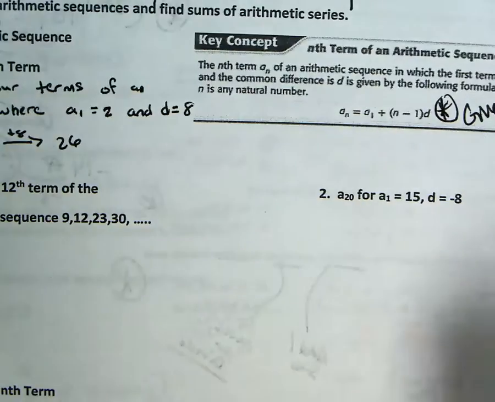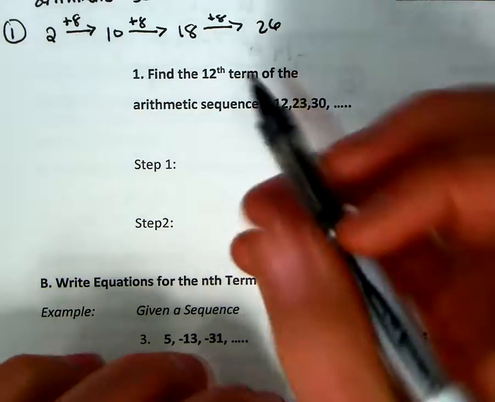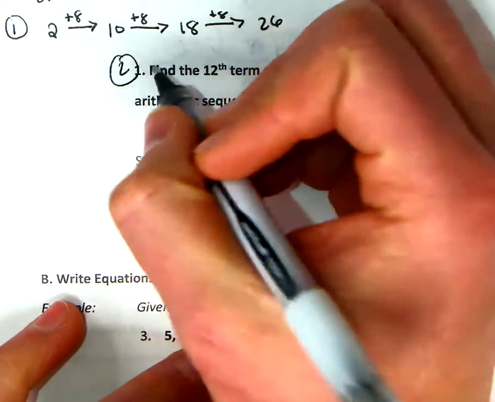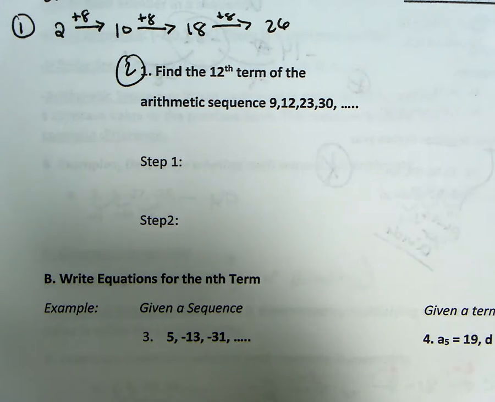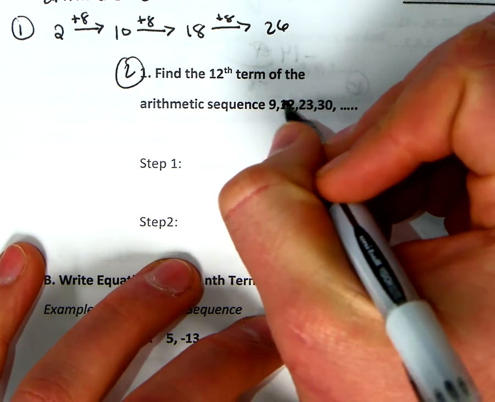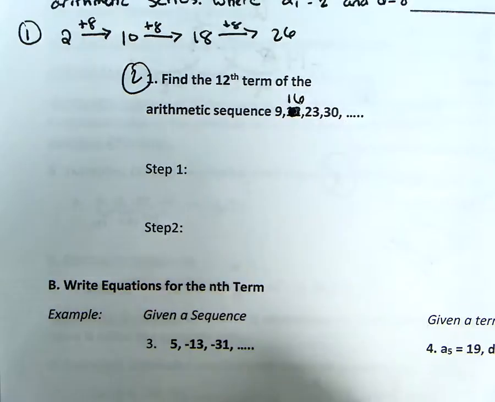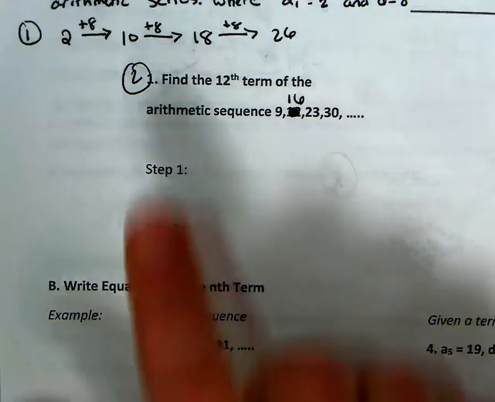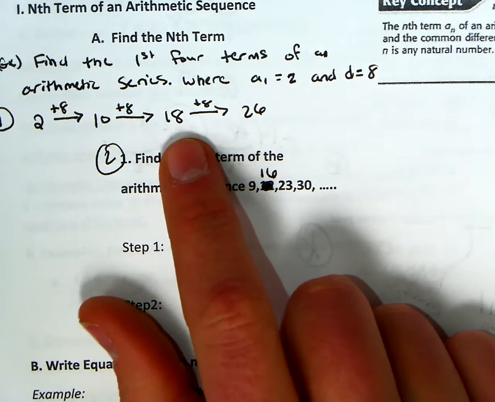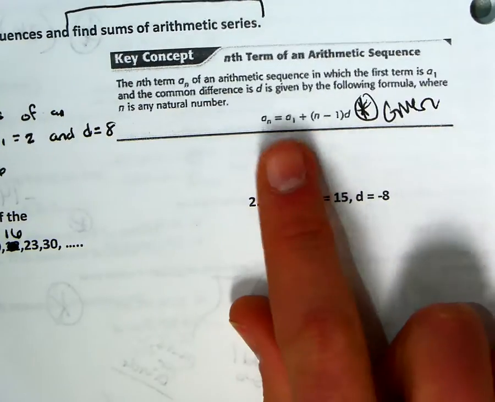This will work. But now if I give you an example like this, we'll call this actually number 2. It says find the 12th term of the arithmetic sequence 9, 12, 23, and 30. And then we're going to fix one little typo right there. That should be a 16. There we go. Now that's an arithmetic sequence. Finding the 12th term is not so easy doing this way. You could do it, but it's going to be very time consuming. So we're going to use this equation.